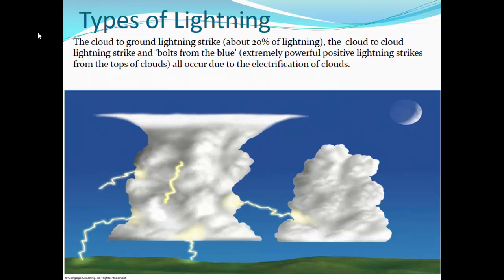And again, different types of lightning. We have the cloud-to-ground lightning. We have the intra-cloud lightning, cloud-to-cloud lightning. And the last thing I wanted to point out to you is this lightning that reaches out from the side of the clouds or sometimes the top of the clouds. If they come from the top of the clouds, it's actually a positive strike coming down, and we are talking about what's known as bolts from the blue.